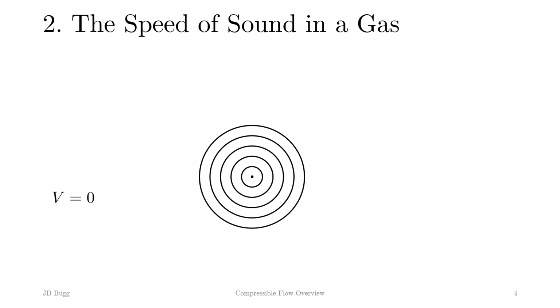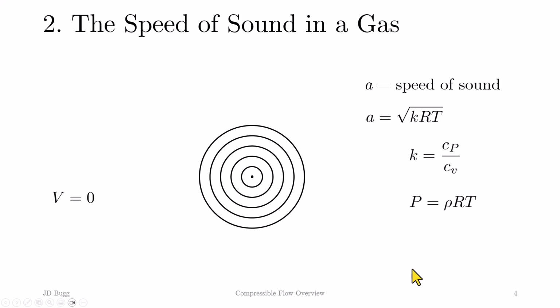Now what is the speed of sound in a gas? We're going to use A as our symbol for the speed of sound. The speed of sound in a perfect gas is the square root of kRT, where k is the ratio of specific heats, R is the specific gas constant as it appears in the ideal gas law, and T is the local temperature. So it's important to realize that the speed of sound depends on the temperature. As the temperature of the gas changes, the local speed of sound also changes.